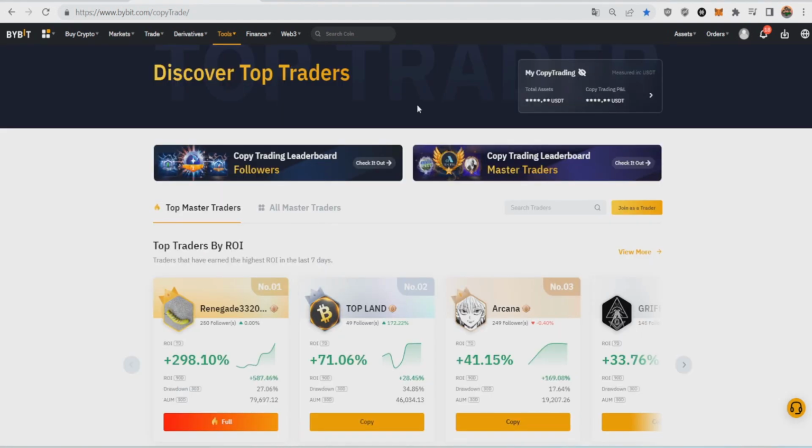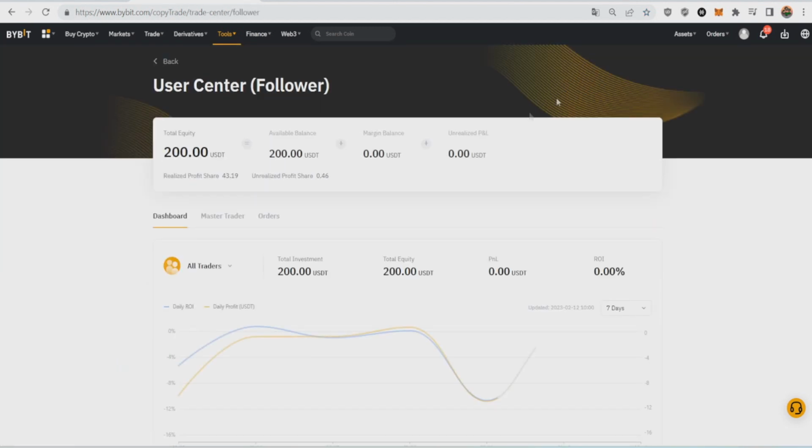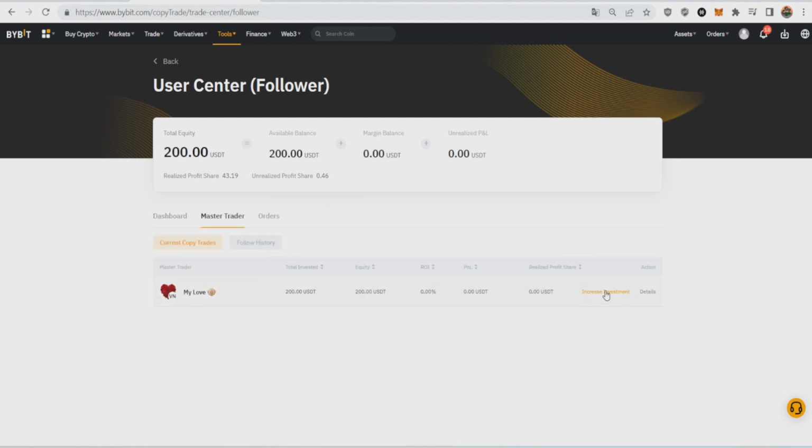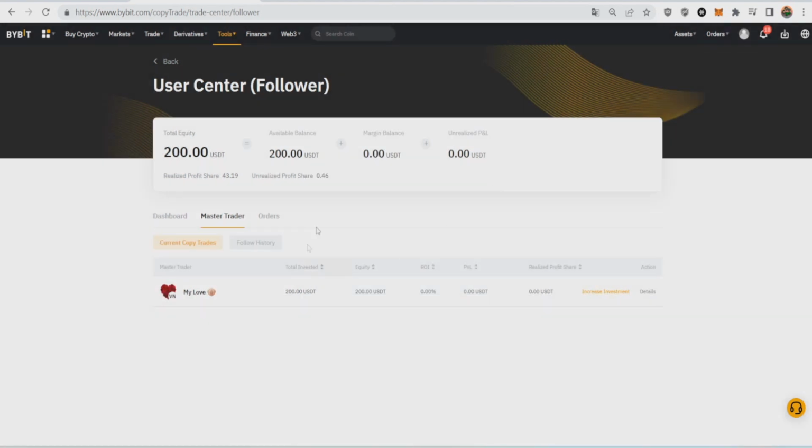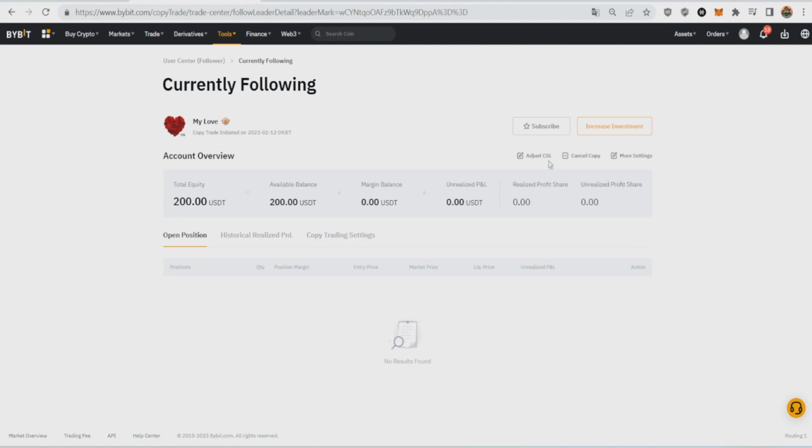So the next question I'm getting asked is, how can I change my settings? How can I invest more? So it's really easy. You just go back to the copy trading, then My Copy Trading, you just click on it. Then you can see here master traders, and you can do increase investment. So let's say you want to put more money in it, all you gotta do is increase investment here. Then if you want to change your settings, you just click on details. Then you can just do more settings here.